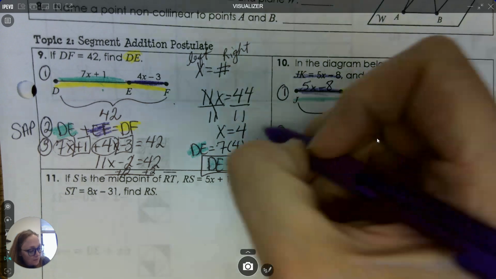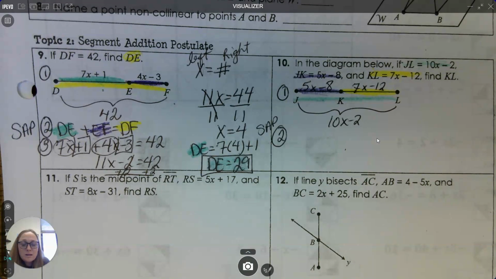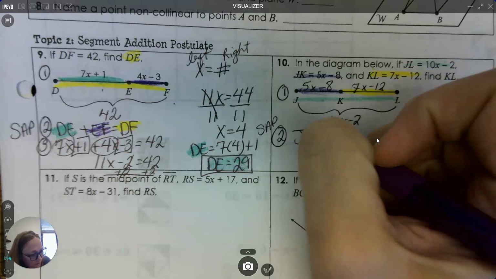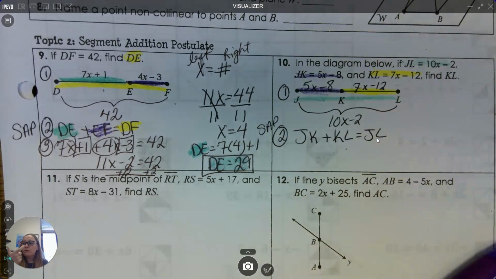Second step, segment addition postulate. I want to write that geometric statement. My proof for it is supported by the segment addition postulate. So I know JK plus KL equals JL. Now remember, we're looking for a piece plus a piece equaling the whole segment. So let me go ahead and color code.